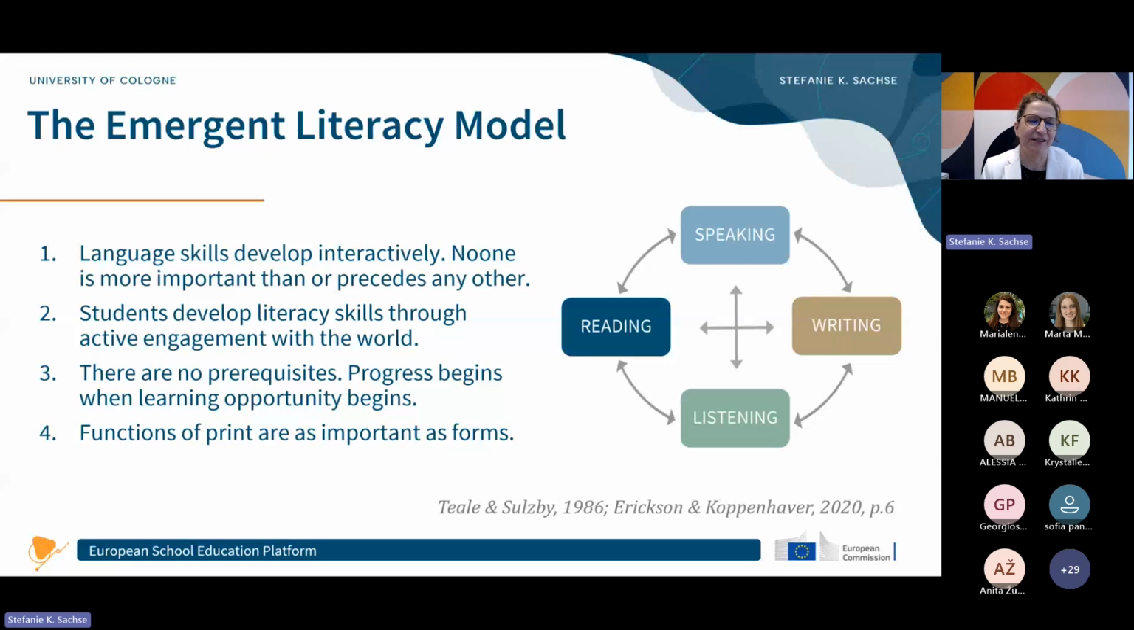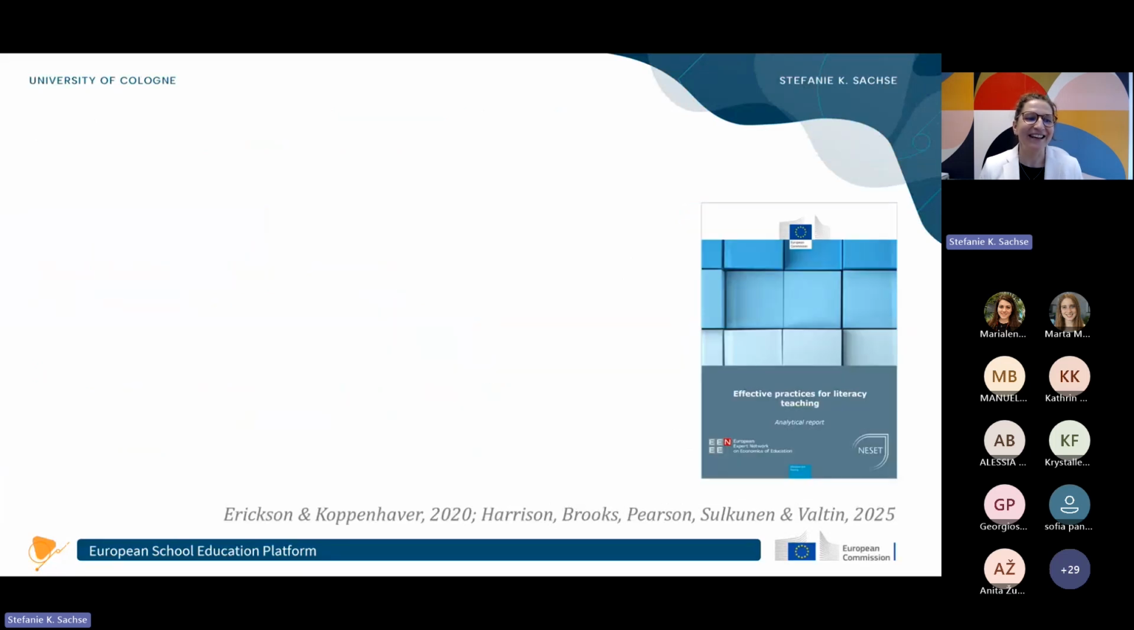Students develop literacy skills through active engagement with the world. There are no prerequisites. Progress begins when learning opportunity begins. And the functions of print are as important as forms. So we can draw a couple of consequences from this. Some of them you might find in this report from an expert group on literacy. The report is on effective practices for literacy teaching.